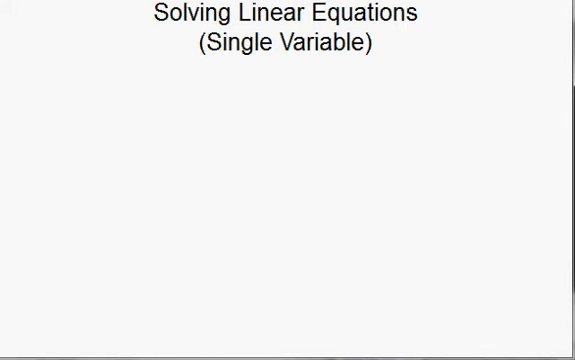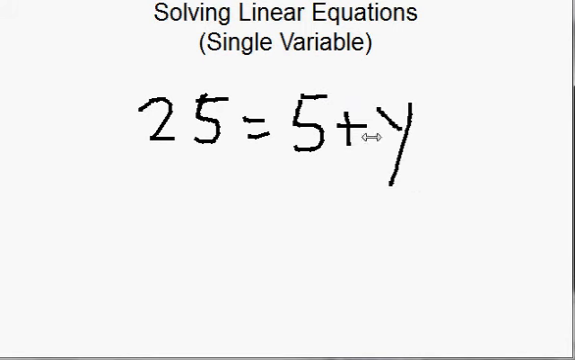This one's not too bad either. We've got 25 equals 5 plus y. And we want to figure out what y is. So, of course, we could guess what y is, but we're going to use the systematic method. So, Abigail, what should I do to both sides in order to get the variable alone on one side? Divide by 5. Divide by 5. Okay.